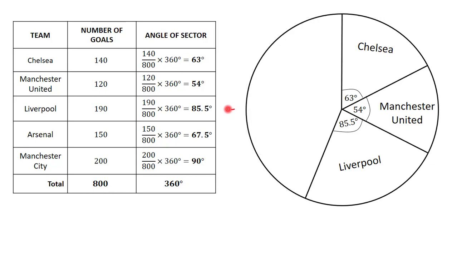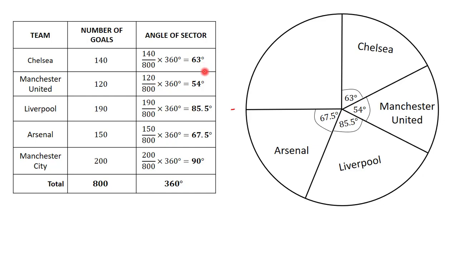Then you take the protractor off. You join the new mark that you have made to the center of the circle using a ruler. Then you draw a line from the center of the circle to the circumference. The angle we have measured here is 67.5 degrees, and the sector is for Arsenal. The last one is Manchester City, and the angle is 90 degrees.